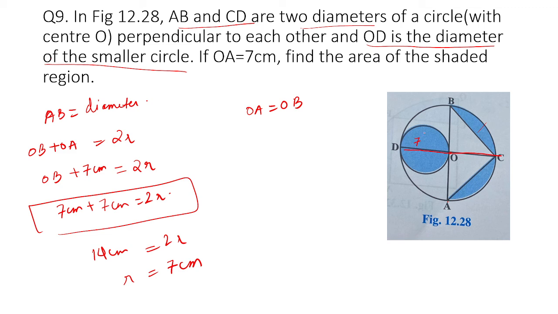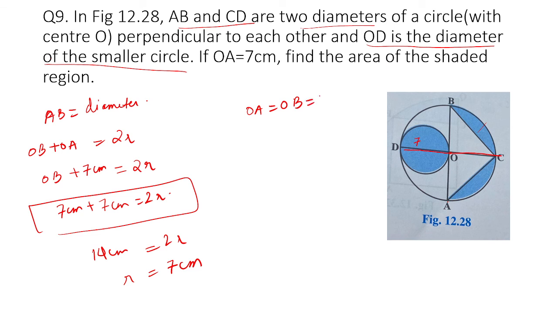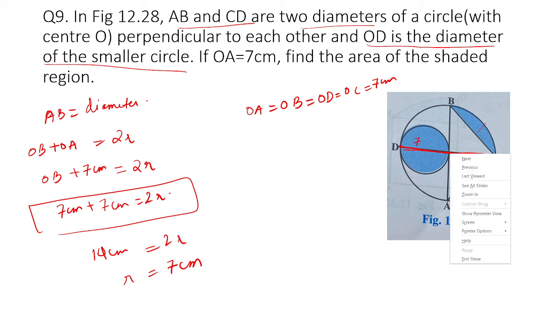But apart from that, what do we know? It is given here. OA is equal to OD is equal to OC, and these are all equal to 7 centimeter, okay? See, this OD is the radius of the bigger circle, and OD is the diameter of the smaller circle.